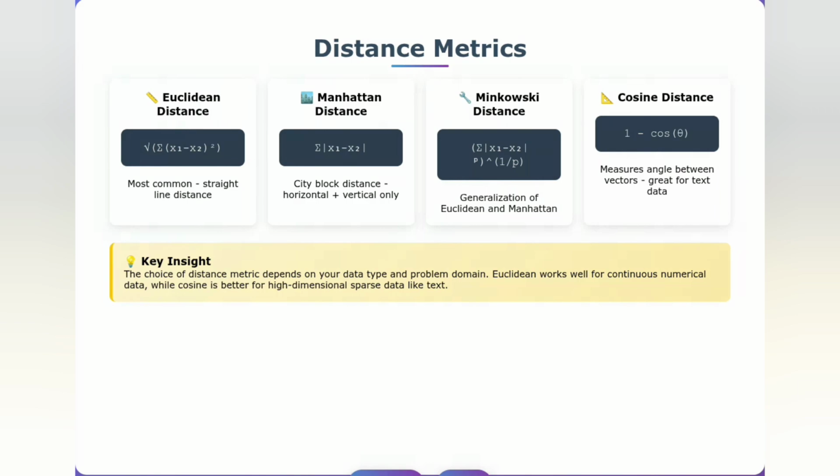Minkowski distance is a generalization that includes both Euclidean and Manhattan as special cases. There's also cosine distance, which measures the angle between vectors rather than their magnitude, and it's particularly useful for text data or when dealing with high-dimensional spaces.